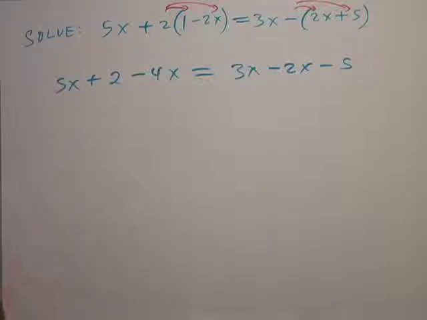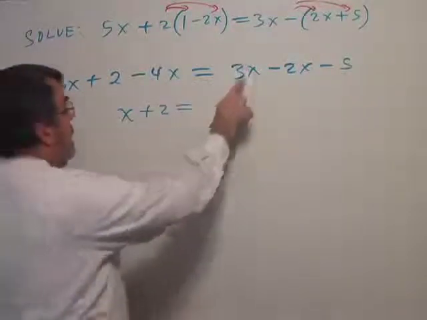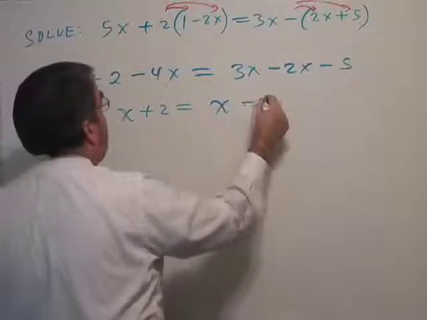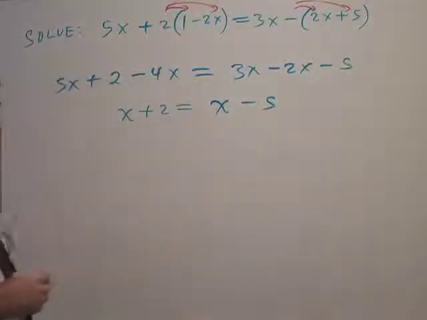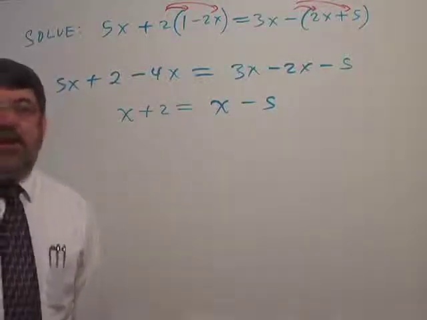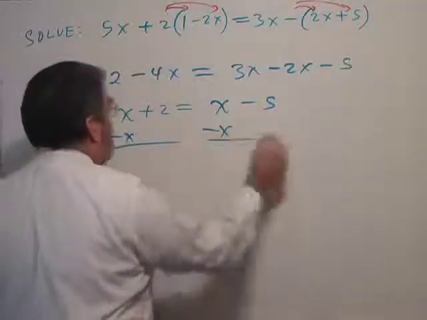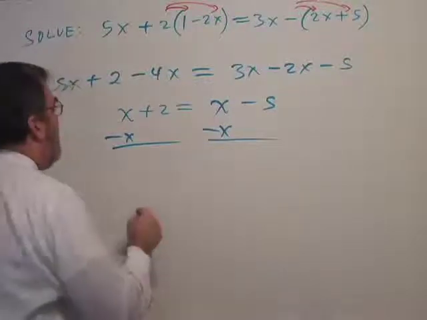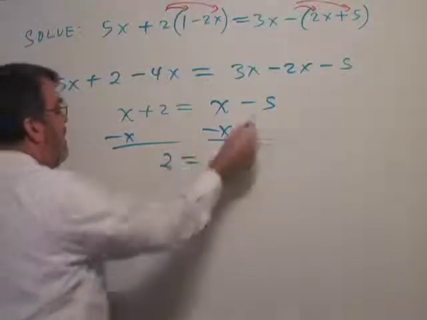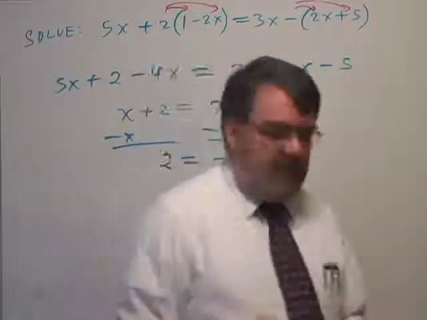And let's simplify each side. So these will combine. 5x - 4x is x. So I have x + 2. Here I've got 3x - 2x is x. x - 5. And now it's going to start looking a little strange because, well, what else can you do here? You could try to isolate x by subtracting x from both sides, but when you subtract x from both sides, x entirely disappears. I've got a 2 and a negative 5. So I end up with 2 = -5.